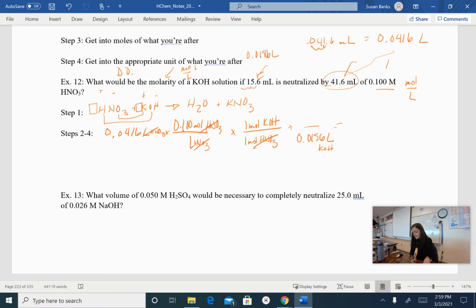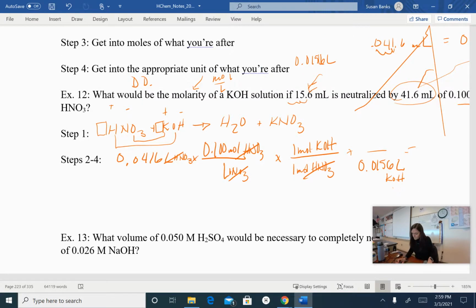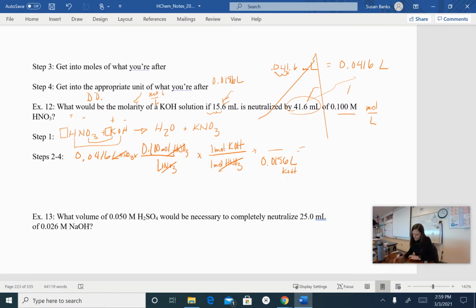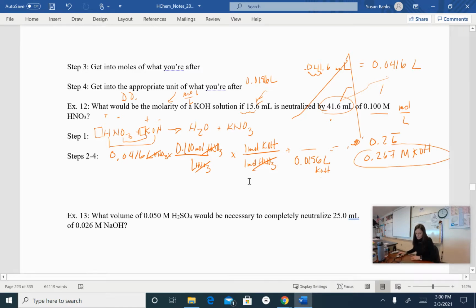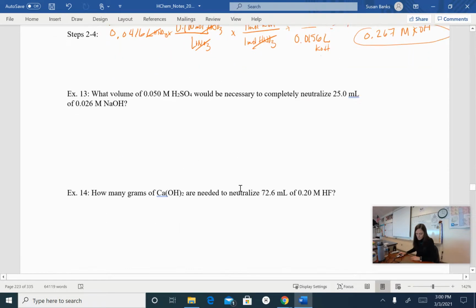0.26 repeating. So with 3 sig figs, this would be 0.267 molar potassium hydroxide. Now remember that capital M is moles per liter. Okay, so there we go. There's example 1.